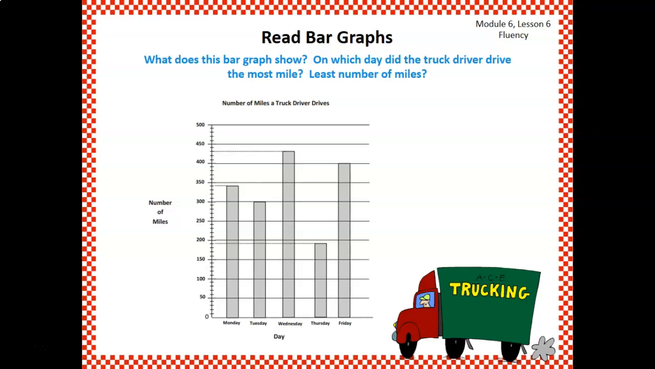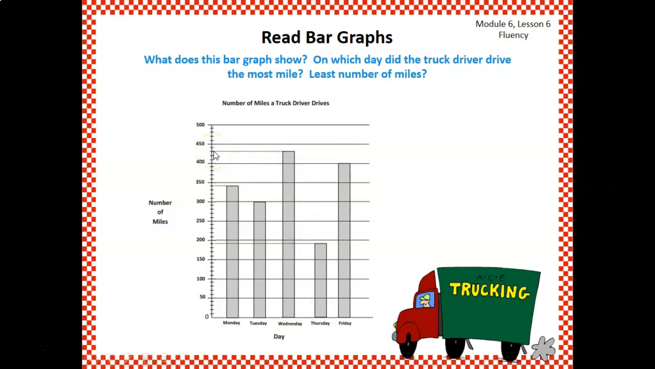So let's look at it. What does this bar graph show? On which day did the truck driver drive the most miles and the least miles? Well, you can see up here, the title tells you number of miles a truck driver drives. It asks us which one is the most. This bar graph makes it really easy to tell that because the most is just going to be the tallest bar. So follow the tallest bar all the way up and then across.